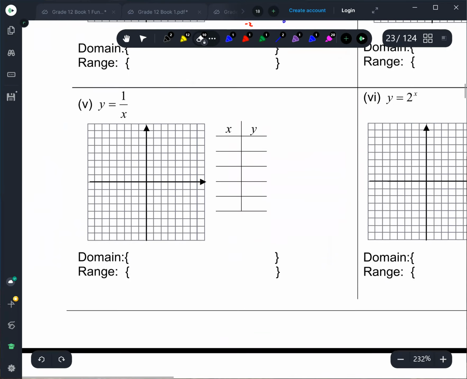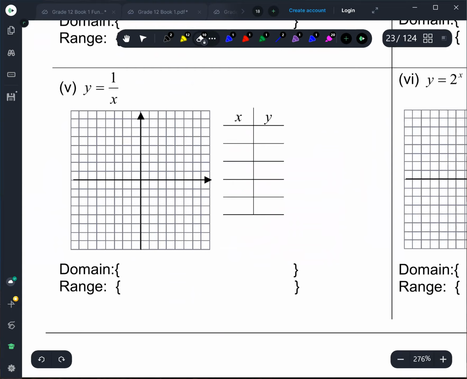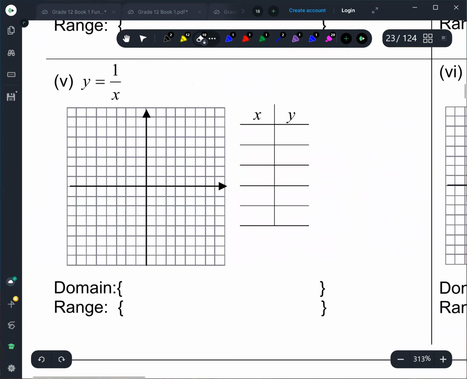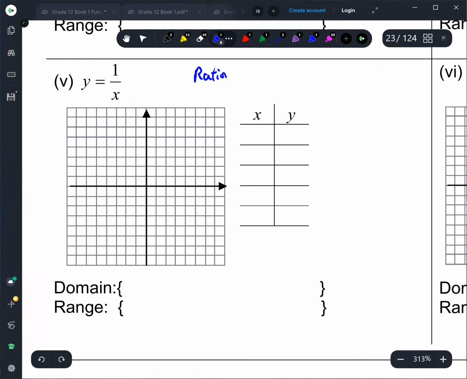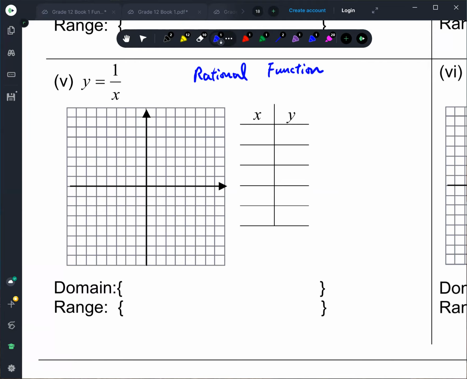Okay, so this one is a new one. Okay, maybe for some of you. You have x in the denominator. This one is called the rational, right? Because rational means a fraction, something like a fraction. So call this a rational function. Okay, so write this down, and then we are going to use the same points. Okay, easier to remember.